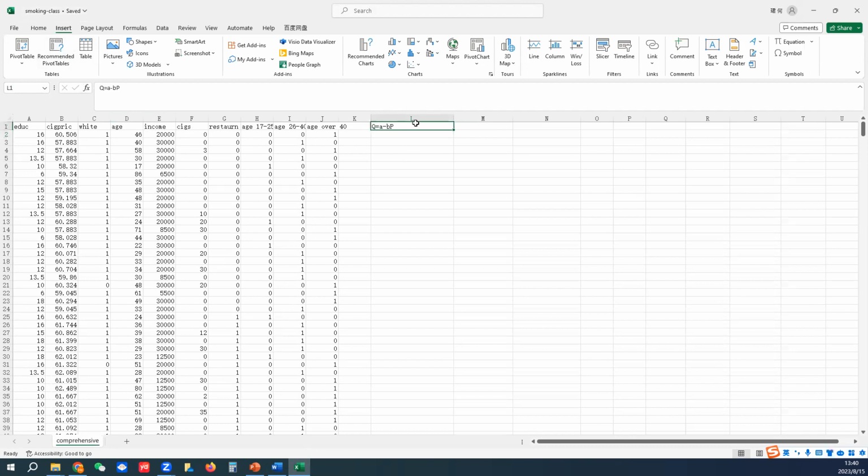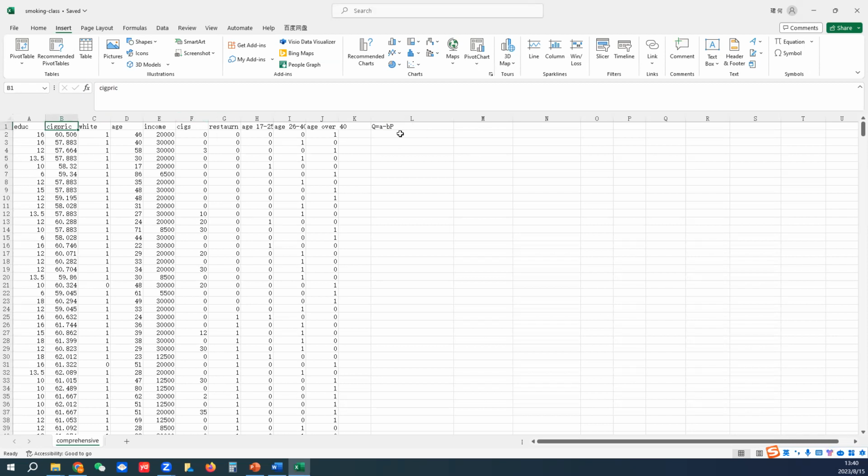So usually we consider there is a linear relationship between quantity and the price. And here we do have the quantity of cigarettes, which is noted by CIGS, and also the price of cigarettes. So now let's just try to capture the linear relationship, if any, between these two.